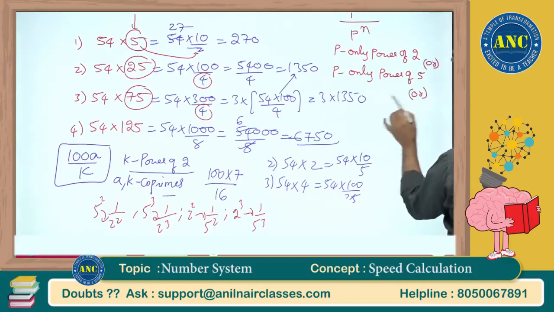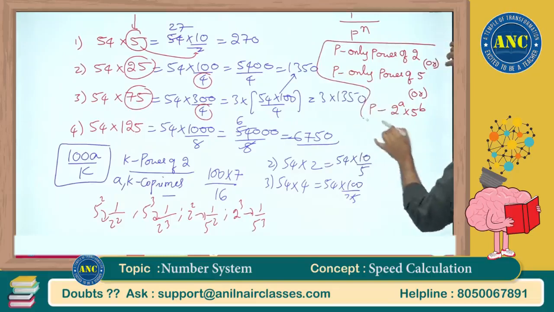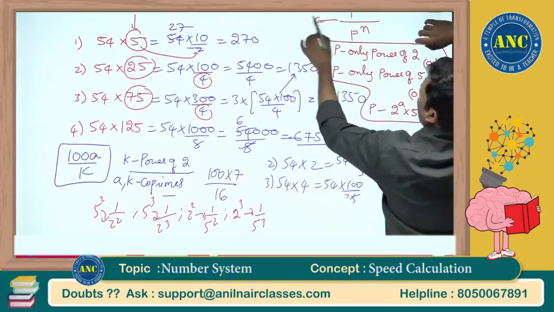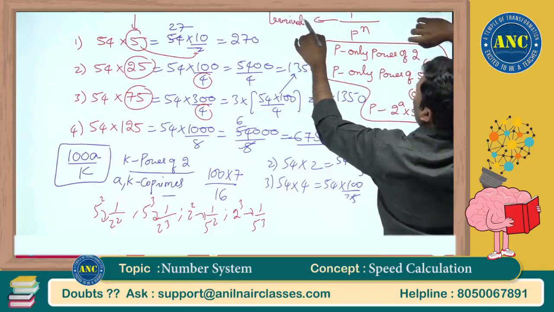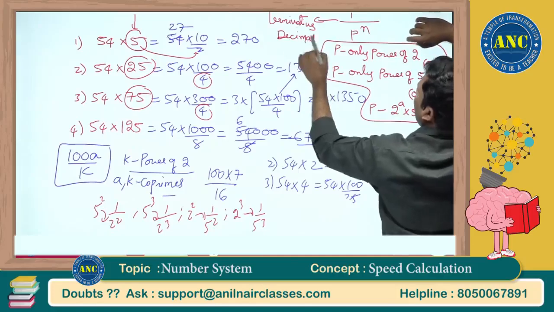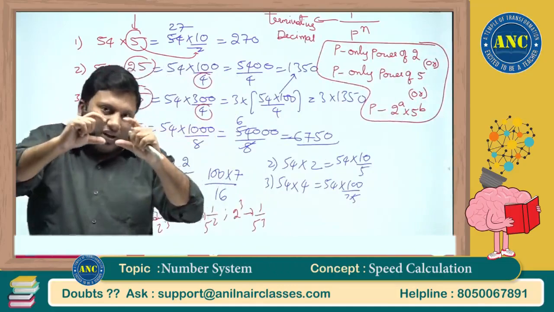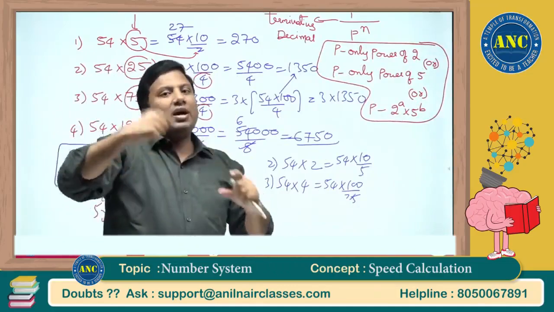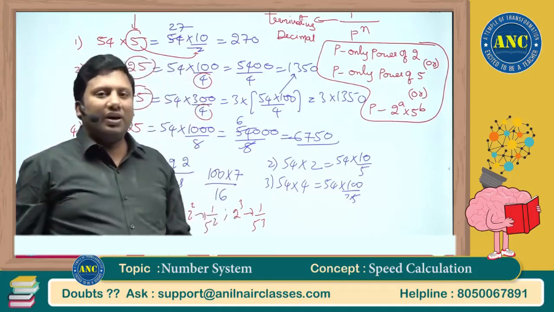Or P is a combination of 2 power A and 5 power B. Then only these numbers will give a terminating decimal. Very, very important point. Every fraction, listen carefully, sir, can be converted into decimal.